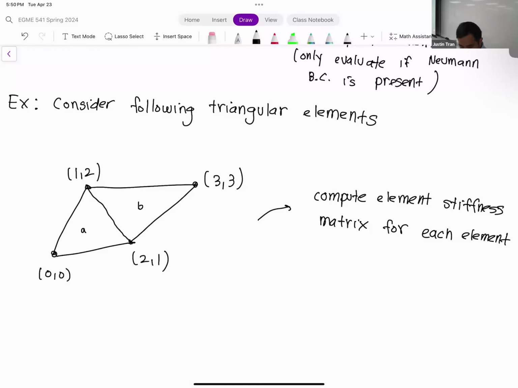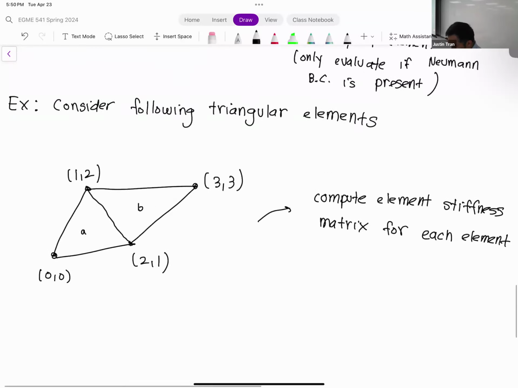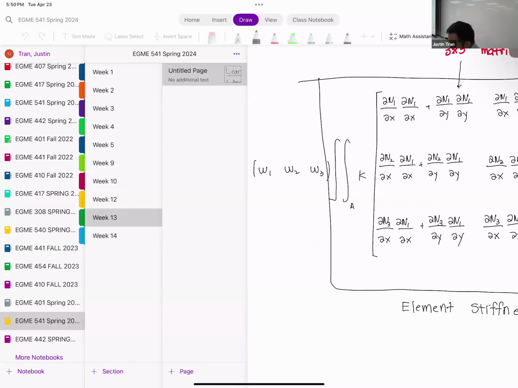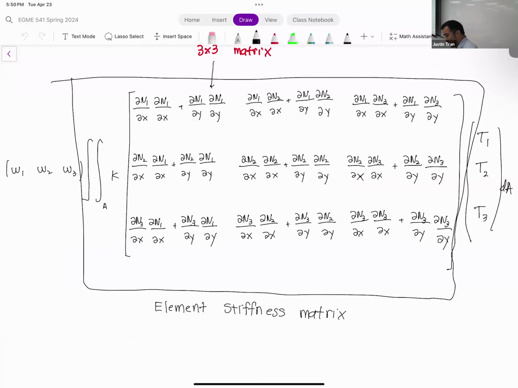Okay, so actually, first, let me go ahead and tap back here and show you the end of the notes from last time. You don't have to write anything down, because you've already written this down. If we look back at the notes from last week, we can see that the element stiffness matrix is given by this expression right here.